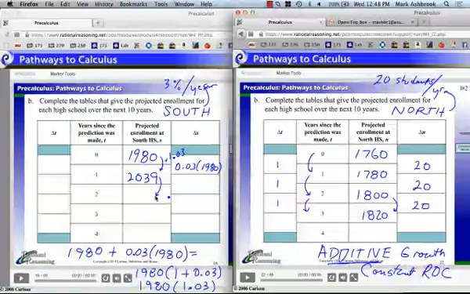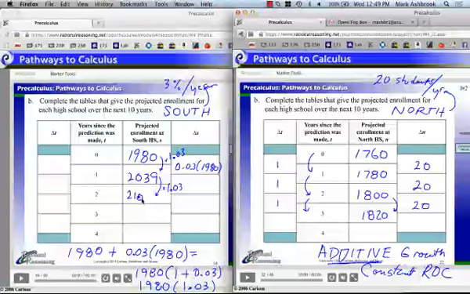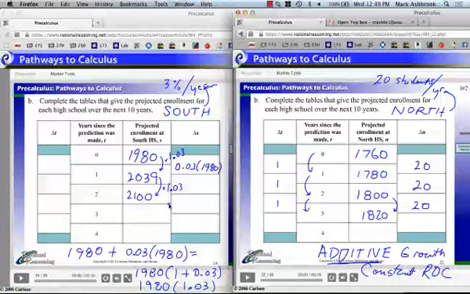How can I get then a 3% increase on 2039 and find the new amount? Take that one and times it by 1.03 again. That's going to raise that number by 3% and give you the new total value. What do you get? 2100 or 2101, something like that, something close to that.